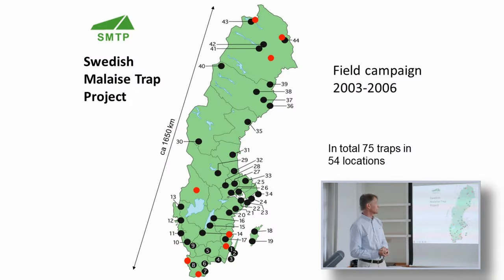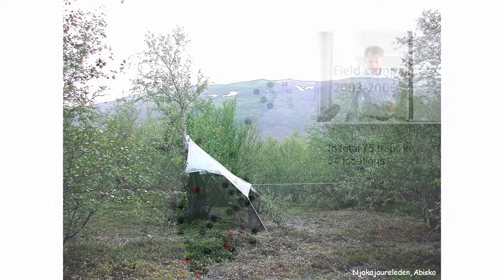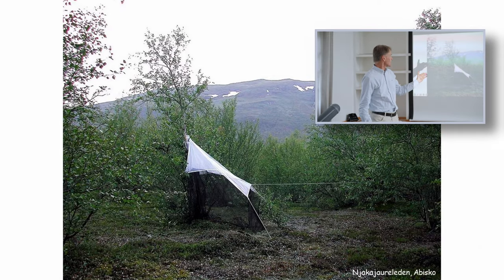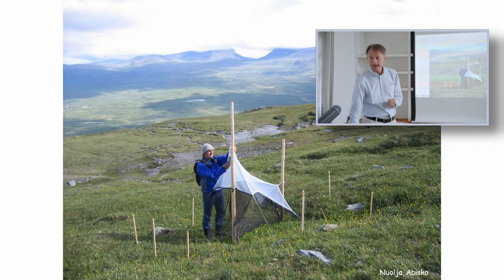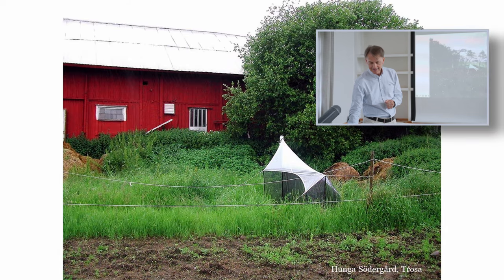Okay, so in Sweden, we started something called the Swedish Malaise Trap Project in 2003. For 3 years, we were running 75 traps at 50-something sites, covering the entire country. And it looked a little bit like this. This is a trap from northern Sweden. It's another trap from northern Sweden. Different environments all over the country.